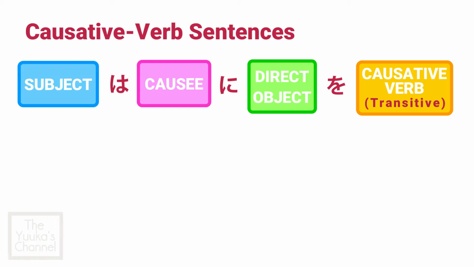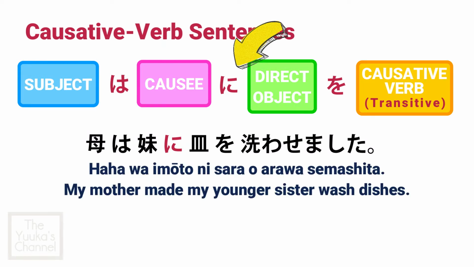With a transitive verb, since the direct object is marked by o, the agent then takes on the particle ni. This is because we avoid marking two elements with o in a clause. Example, Haha wa imoto ni sara o arawasemashita. My mother made my younger sister wash dishes.